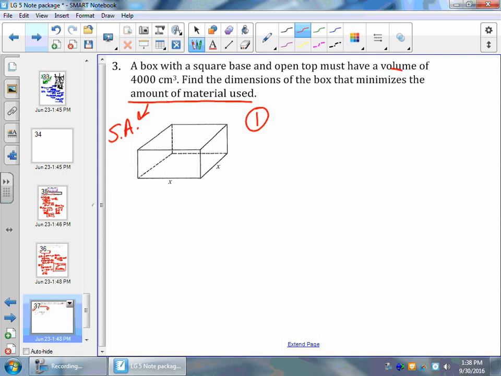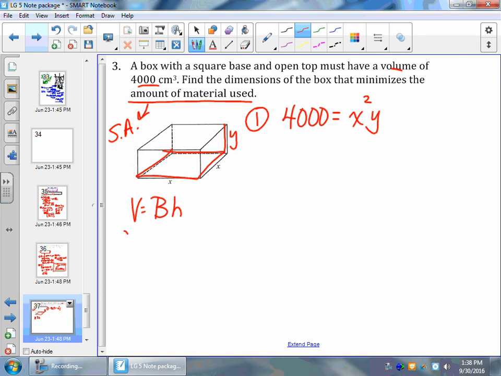Now, the first one is talking about volume. So how do I find volume of this box? Well, remember, it's just the area of your base times your height. We don't know what height is, so let's just call it y. So volume, which is 4,000, must be equal to x squared times y. And we can easily solve for y if we need to do so, right?